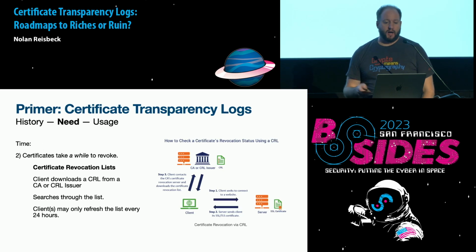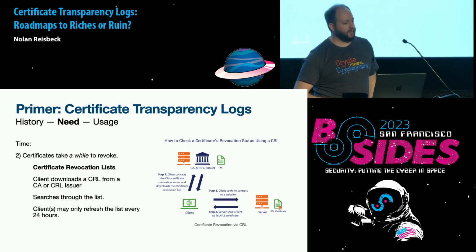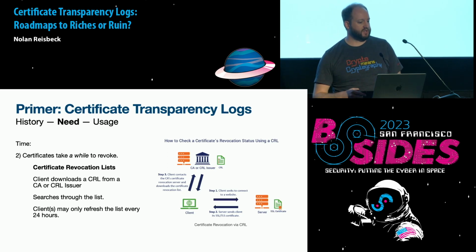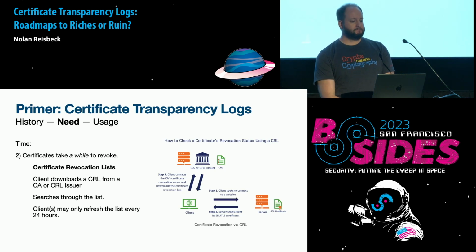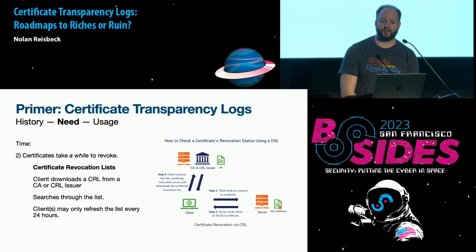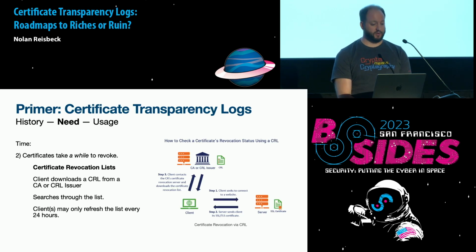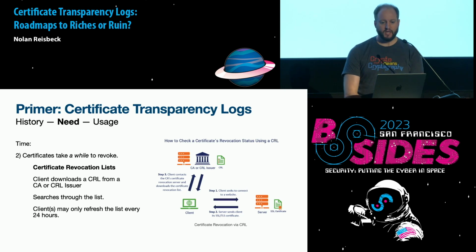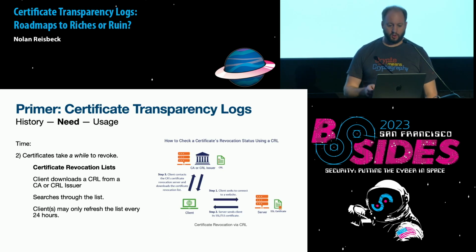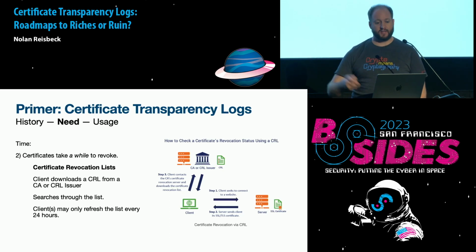Certificates take a while to revoke. CRLs have existed for quite a long time. A client, a web browser in this case, would generally download a CRL list from a certificate authority or a CRL issuer maybe once a day, maybe once every couple of days. It's kind of expected that your browser will check those. It'll search through the list, and if the domain that you're navigating to is on that list, it will prompt that. But your browser may be out of date on that list refresh. So there's no instantaneous mechanism to revoke a certificate right away. You could be waiting a day or two for that to finally show up on your browser as having been revoked.